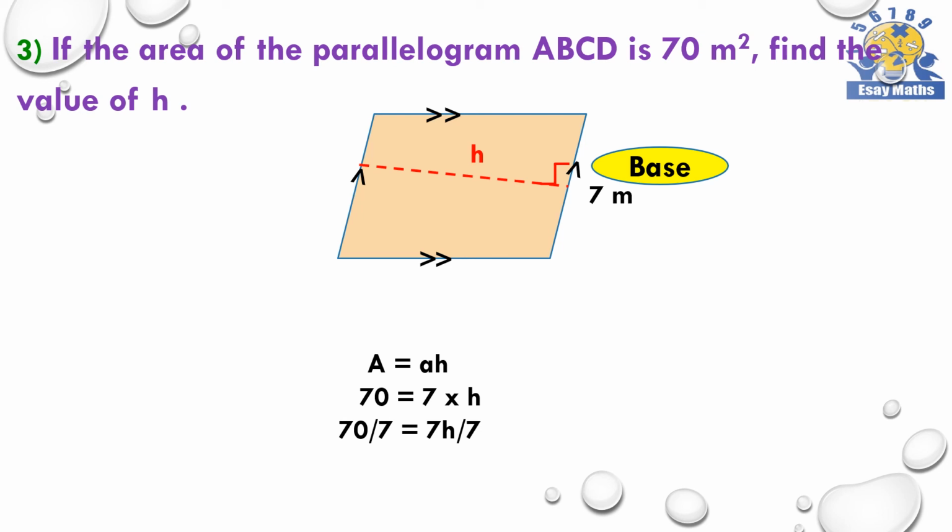7h is equal to 70. Now we want to find the value of h. So we should remove that 7. And here the mathematical operation is multiplication. To remove the multiplication, yes, we should do the converse. Converse of the multiplication is division. So we should divide both sides by 7. So the answer is perpendicular height equals 10 meters.